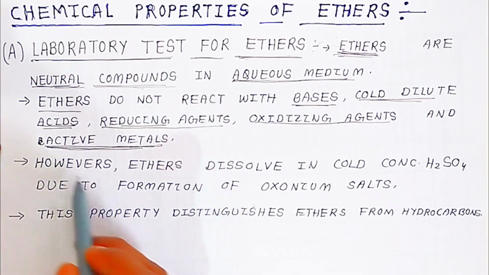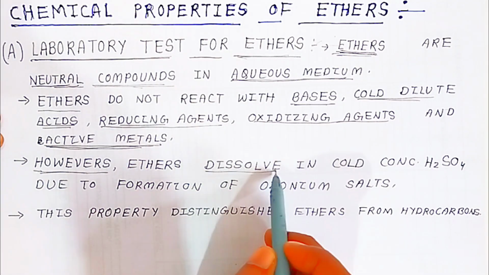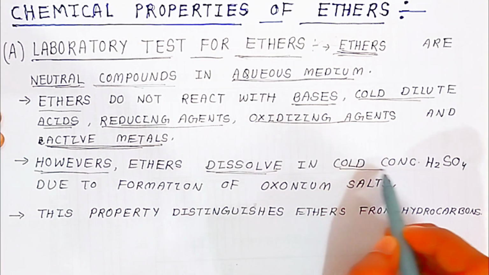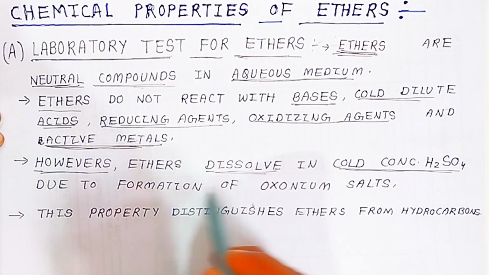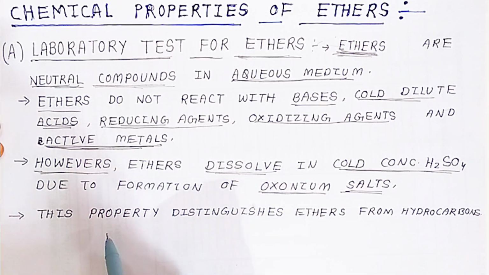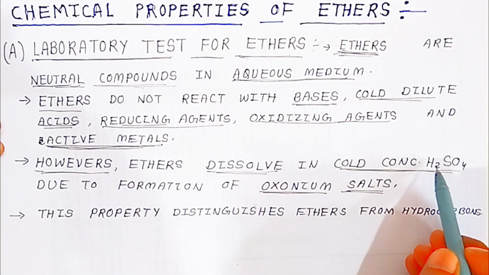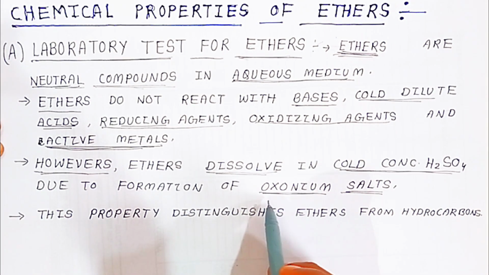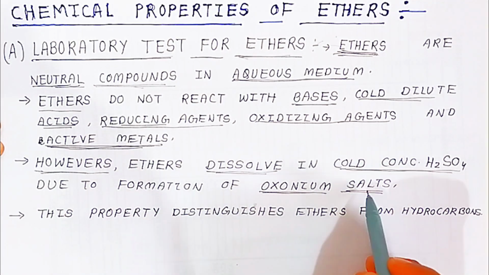Okay students. However students, ether dissolves in cold concentrated sulfuric acid due to formation of oxonium salt. Ether is having this property students, it dissolves in cold concentrated sulfuric acid. How is it dissolving students? It is forming oxonium salt.